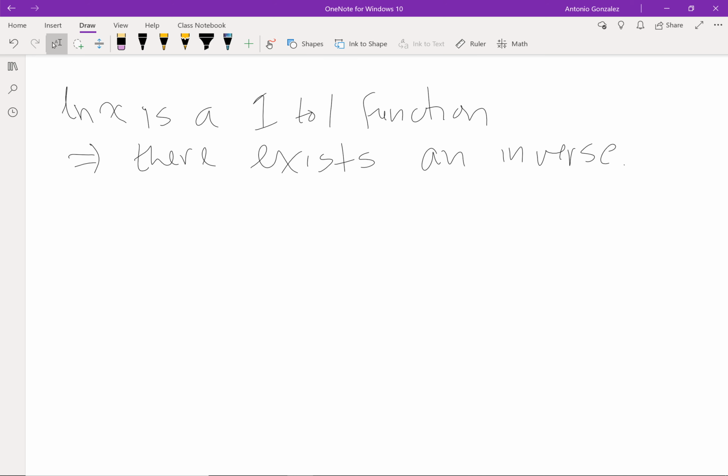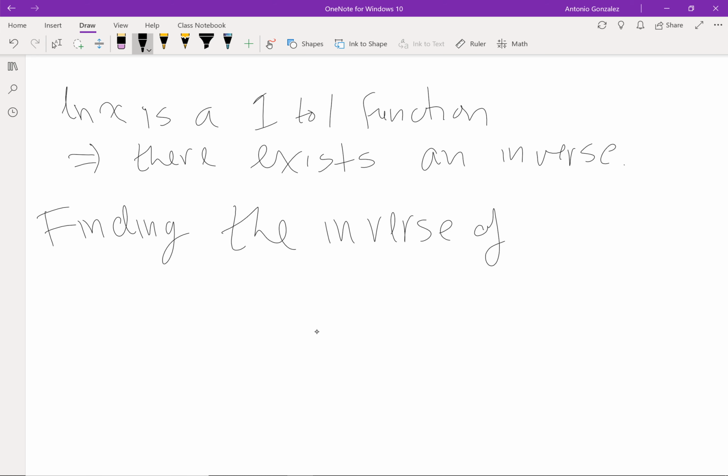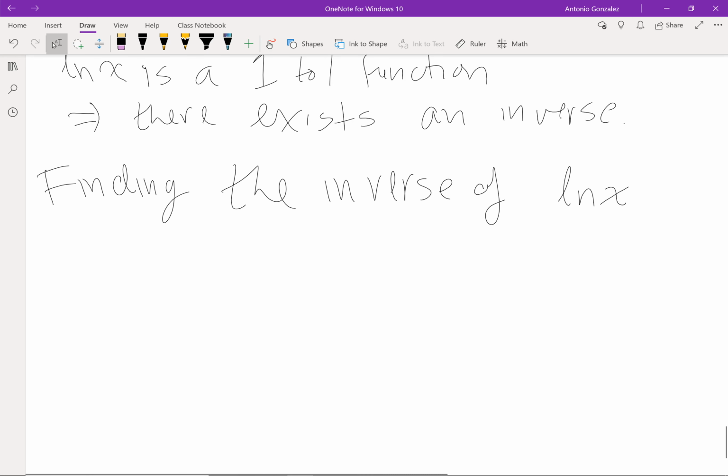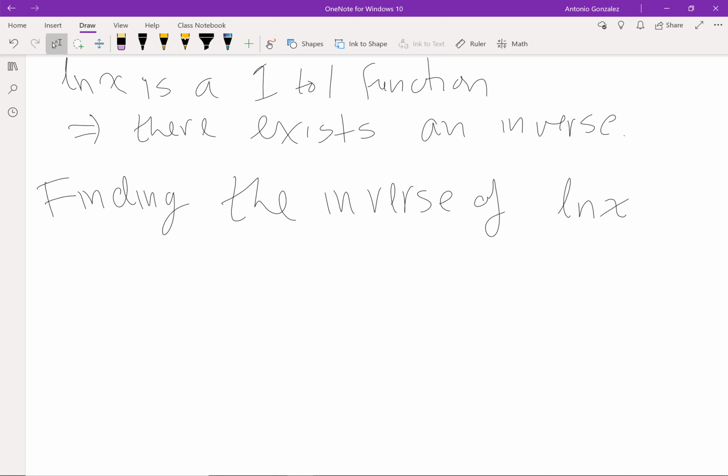Okay, so let's take a look at trying to find the inverse. So now, finding the inverse of the natural log of x. Let's start by defining this function.